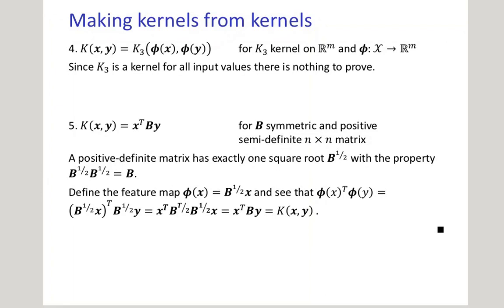Rule 4 is trivial because K sub 3 is already a kernel. Only the inputs are transformed. This changes nothing about the fact that there's a corresponding feature space for the kernel. For Rule 5, we take the square root of matrix B. This is possible because it's positive semi-definite, and we explicitly define the feature mapping as B to the 1/2. By calculating the scalar product in the newly defined feature space, we see that the result is a kernel. Thus, we have shown that all rules produce valid kernels.